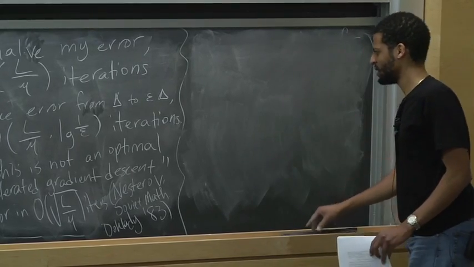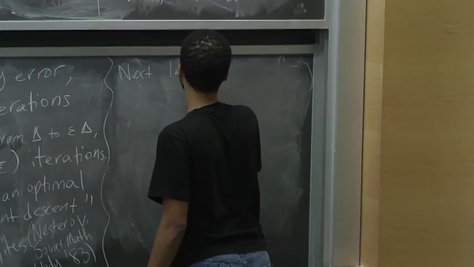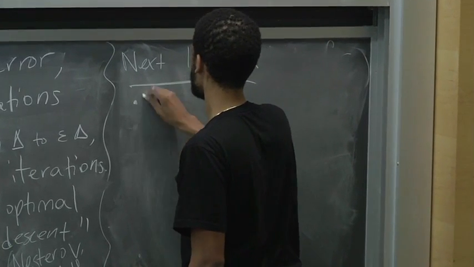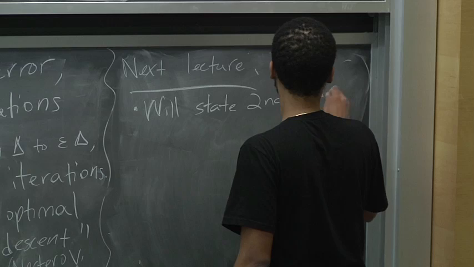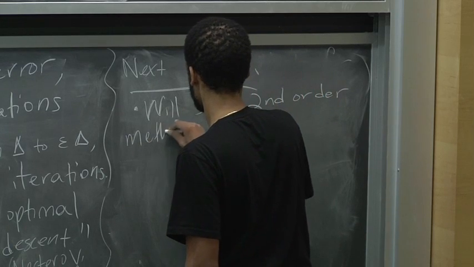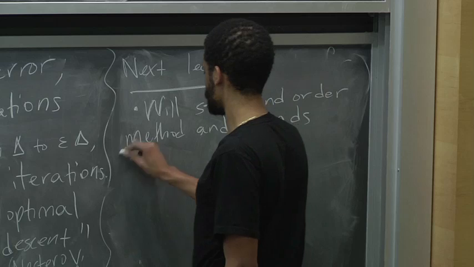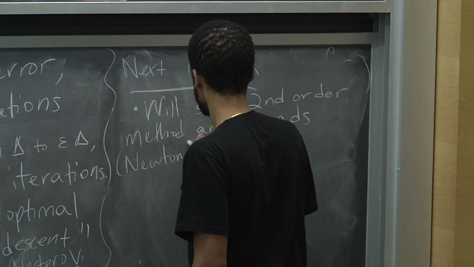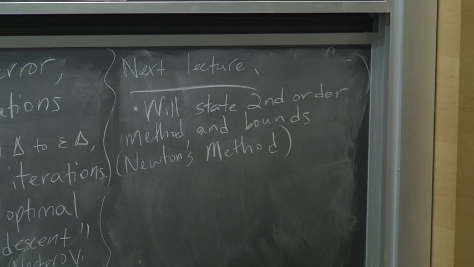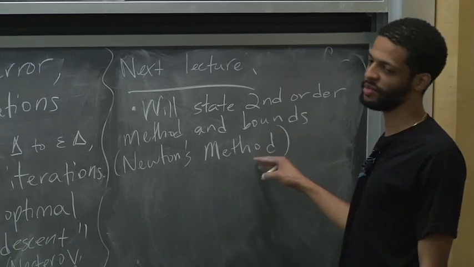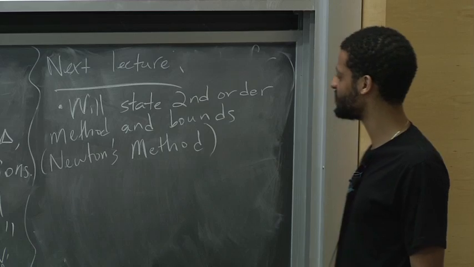Okay, so we're basically out of time. Next lecture, we'll state a second order method and its bounds. This is Newton's method. I probably won't go through the proof of what it achieves, because I don't want to spend too much time here, but I'll just state it, and you can read the proof in the notes.